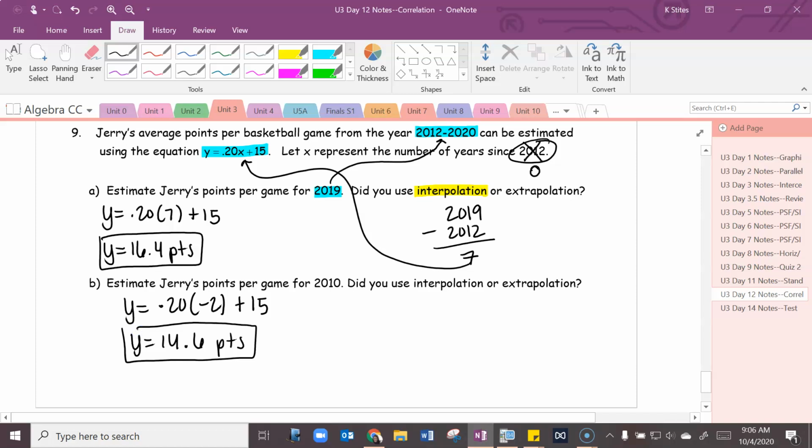Okay, and 2010, this is not a number in our data range, right? It's before that 2012. That means we're using extrapolation.